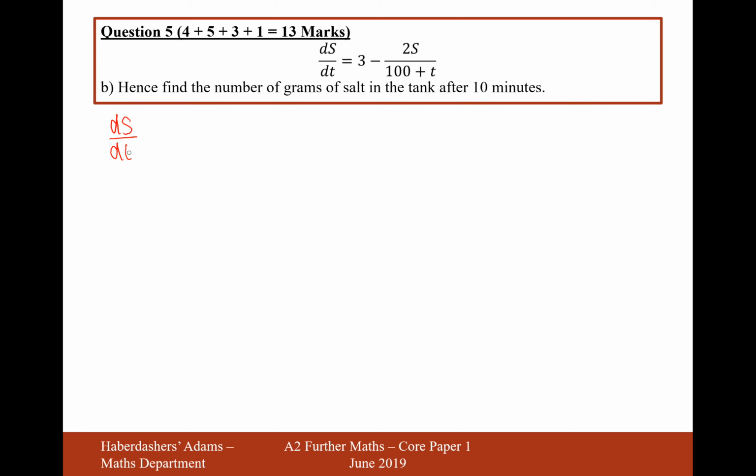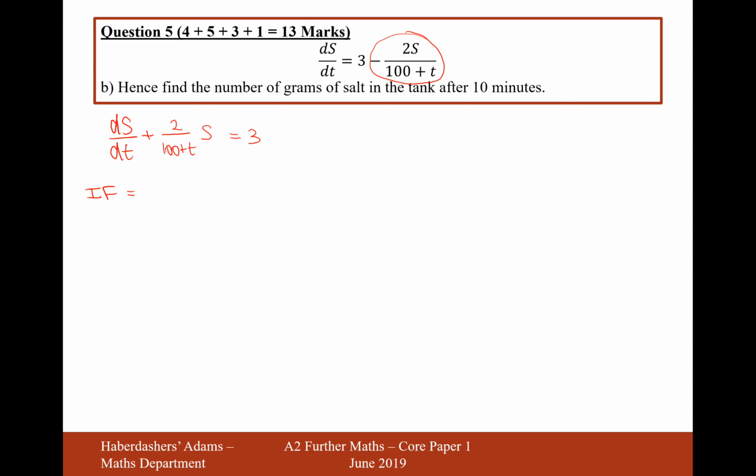So dS by dt, I'm going to move all of this onto the other side now. So it's going to be plus 2 over 100 plus t times S. So I've just rearranged this thing here. I've popped the S onto the side, will equal 3. And now it's a first order differential equation where we have to use an integrating factor to solve it.